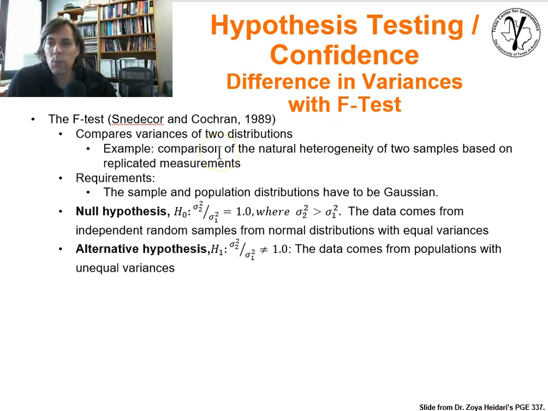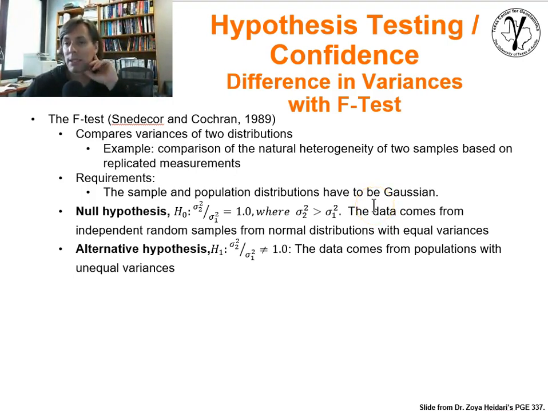Why would we want to do this? Well, variance, as we found out when we talked about heterogeneity, is a very good measure of heterogeneity, for example variance of permeability. That would be important to us to know if the permeabilities are similar, so we could use it for that case. Requirement: the sample and population distributions have to be Gaussian once again to be able to do this. And so let's go ahead.